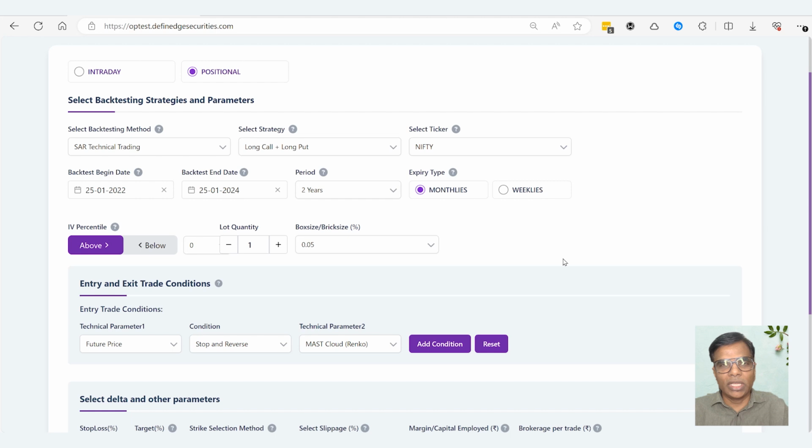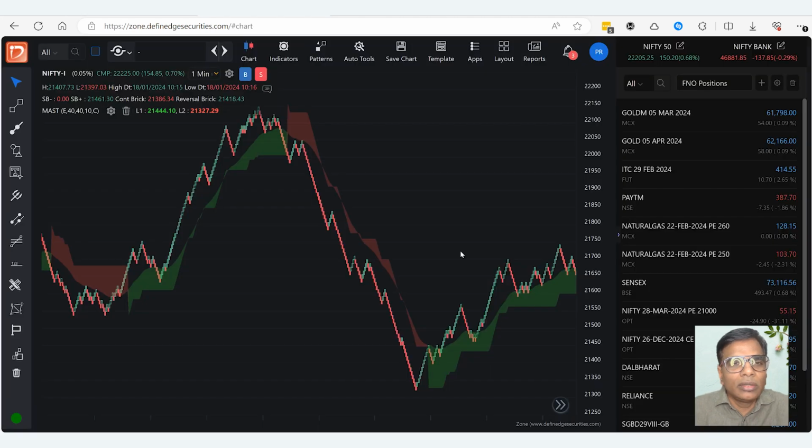If you don't know what a Renko system is, it's a different charting system which came out of Japan. There we have bricks plotted: if the price goes up, a green brick, and if the price goes down, we plot a red brick. You can check these Renko charts in zone.definedgesecurities.com, which is freely available to all users if you open the Demat account.